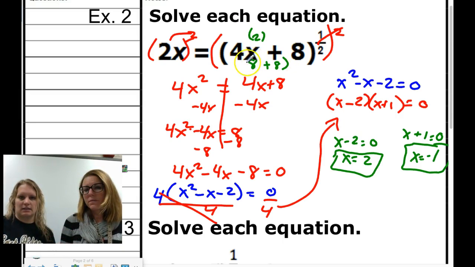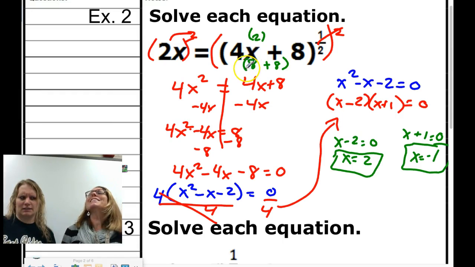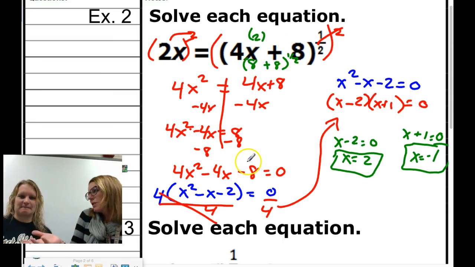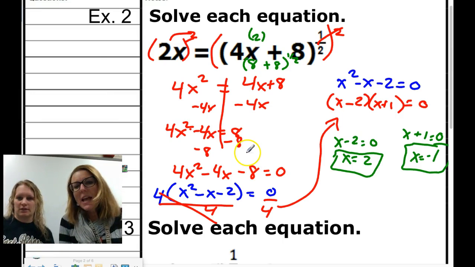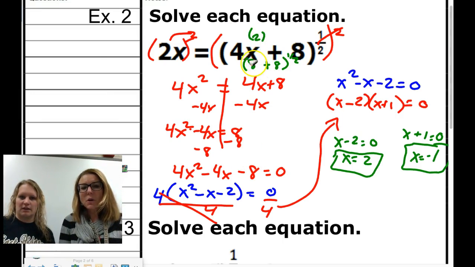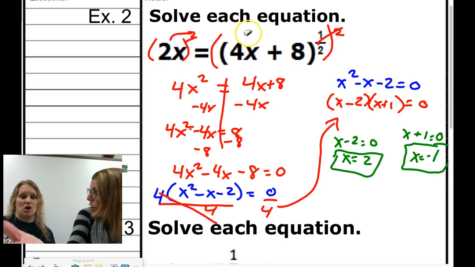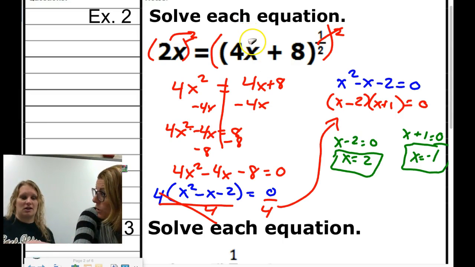Which is 16 to the 1/2, which means the square root of 16, which is 4. So that one works. All right, let's plug in negative. But you have to check the other side too. If you plug a 2 in there, 2 times 2 is 4, and 4 equals 4.